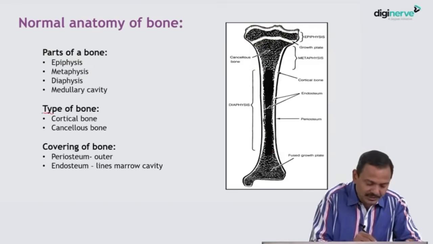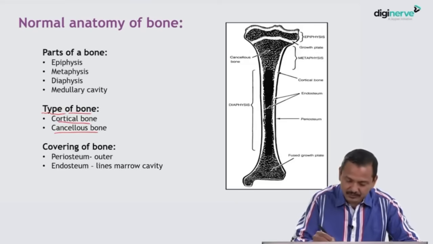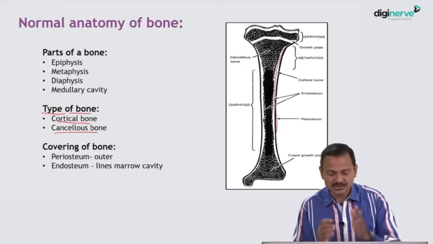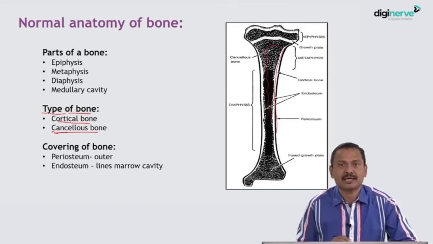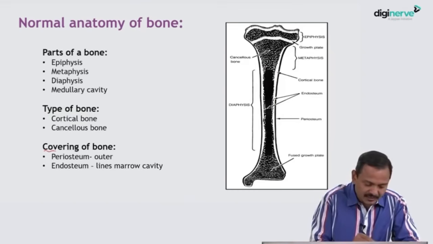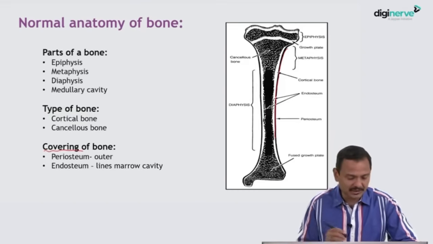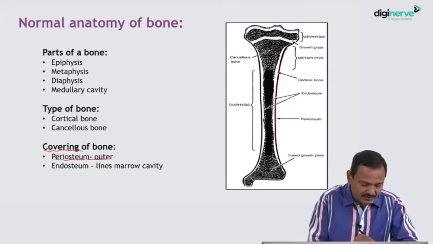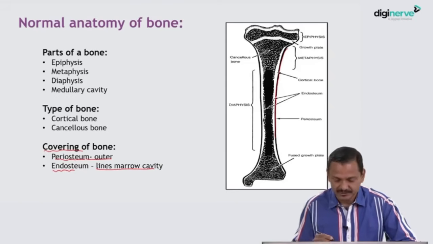Now if you come to bone, you have cortical bone as well as cancellous bone. The cortical bone is present in the diaphysis to give support or strength to the bone, whereas cancellous bone is present within the marrow cavity. The third part is the covering of the bone, that is the periosteum. The periosteum is the outer covering, it is thicker and it is supplied by blood vessels, whereas the endosteum is the one that lines the medullary cavity.